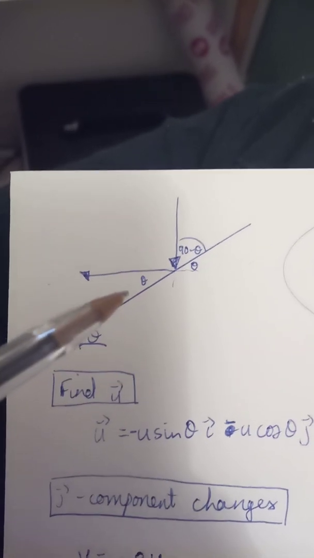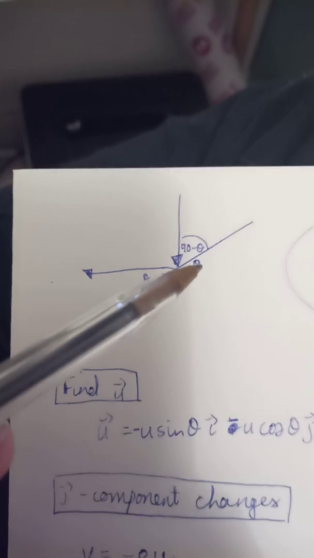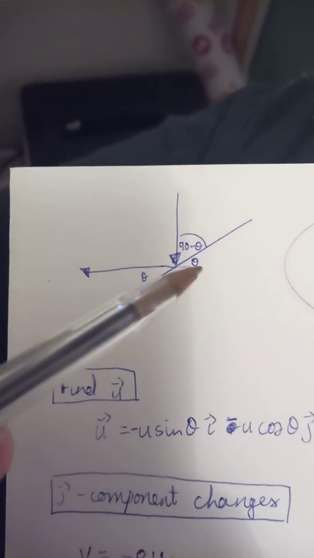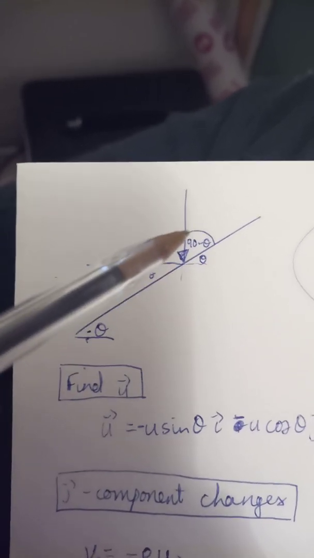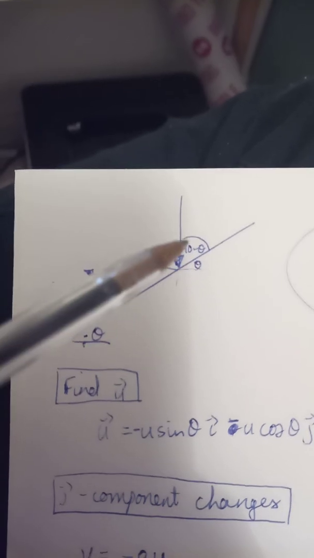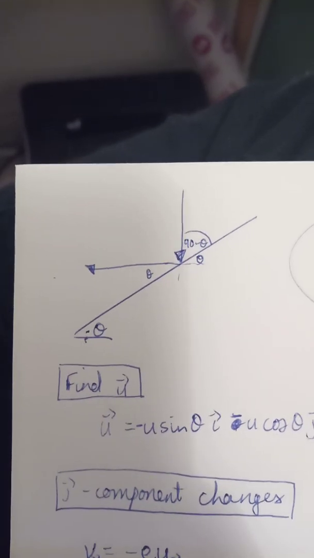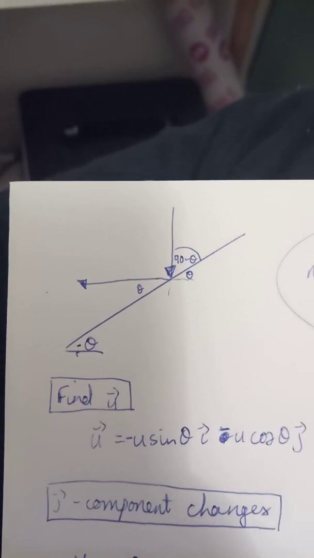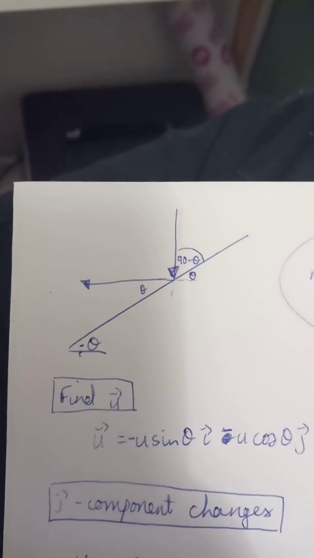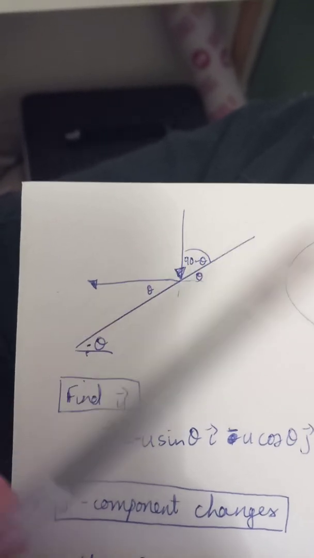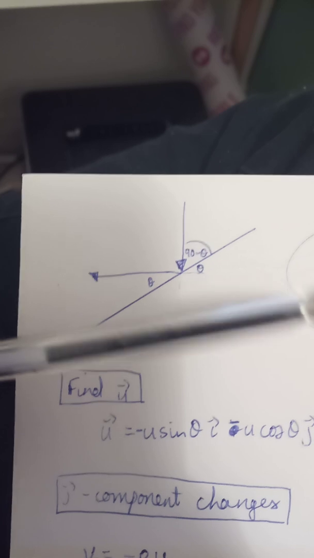But in this case, you can see that that angle and that angle are opposite angles, so they have to be equal. And then there's an angle between that and that, which is 90 degrees, so that's 90 minus theta. So I've done it two ways. Now what we need to do is rotate the plane through an angle theta clockwise so that the plane becomes horizontal. And that's what I do here.